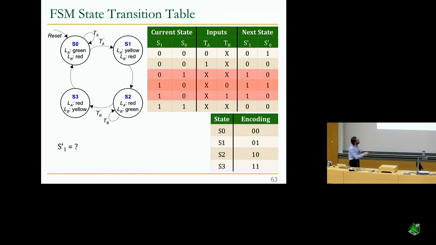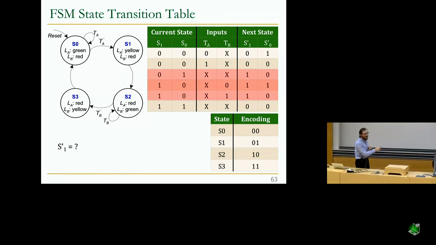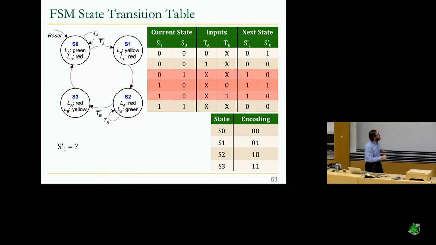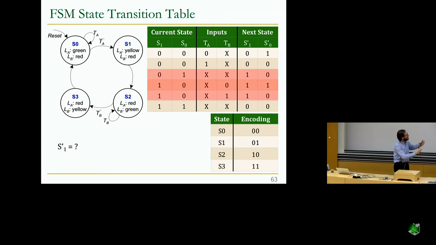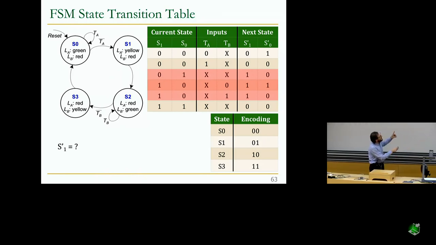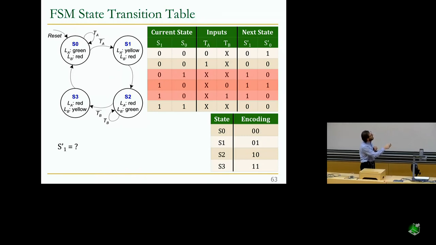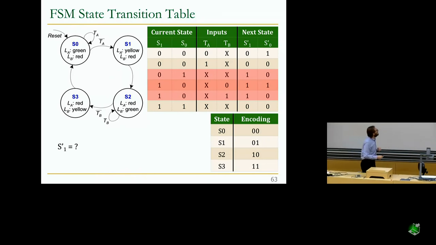So how do we decide what's the logic for S1 prime? Basically, what is S1 prime? S1 and S0 together encode the next state. So this is one of the bits that encode the next state. If you want to look at how you compute that bit, how do we do that? Remember the sum of products form? That's essentially what we're going to do. We're going to do sum of products.